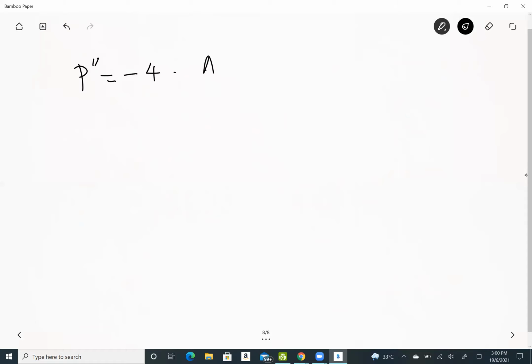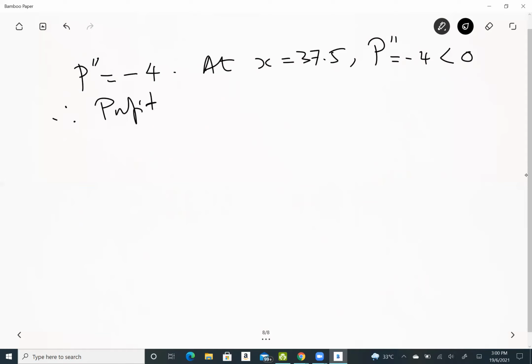And then you have to test, all right, at x equal to 37.5, you can see that P double prime is equal to negative 4, and that is, of course, less than 0. So therefore what? Therefore, profit has a maximum, or profit is maximized, at x equal to 37.5.